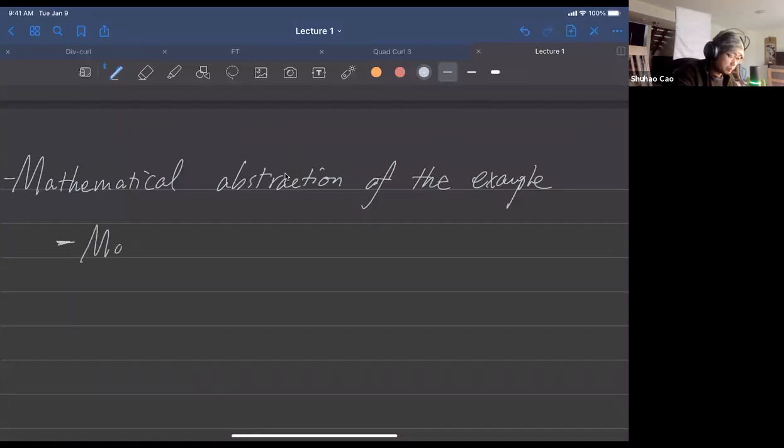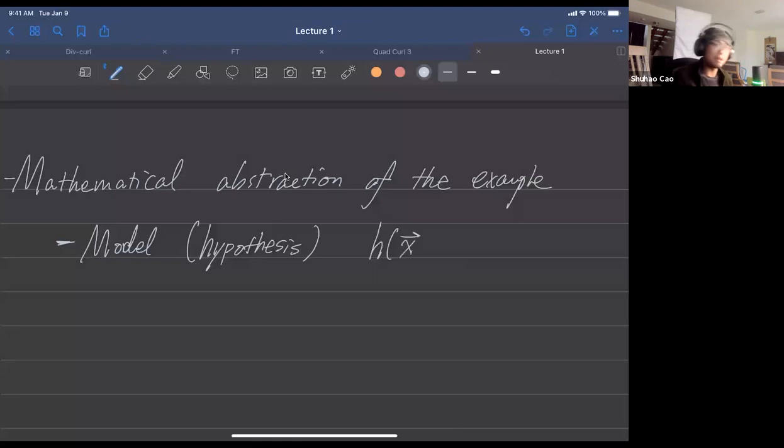So first we have a model, okay? In statistics, we normally say if we have a model, sometimes we have a hypothesis. So for this model, we have a function, which we just call h. It has an input, which is a vector x, and it has parameters, which we call w. This x is the input of the model function.